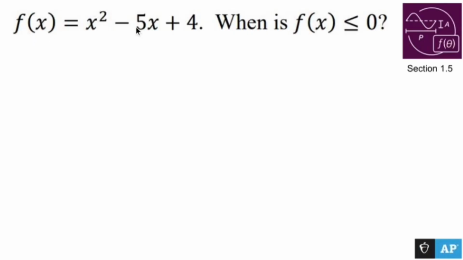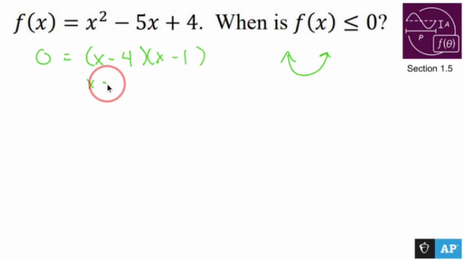f of x equals x squared minus 5x plus 4. When is my function less than or equal to 0? Well, this is what I have. I have a positive leading coefficient quadratic, so I know my graph is going to look like this. What I don't know is what my zeros are. So let's factor this out and find out what my zeros are. Two numbers that add up to -5 and multiply out to 4 are going to be -4 and -1, which makes my zeros 4 and 1.